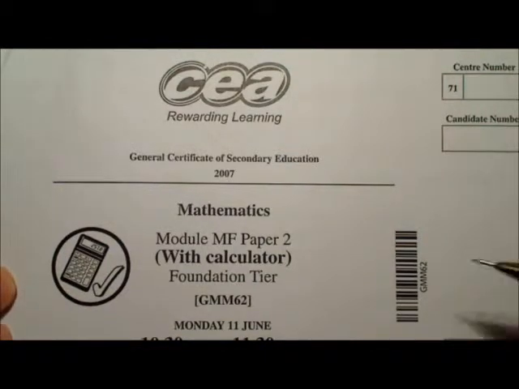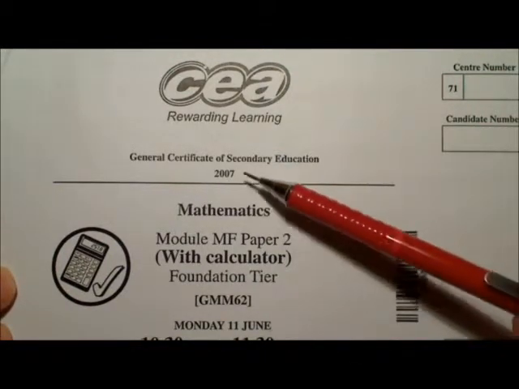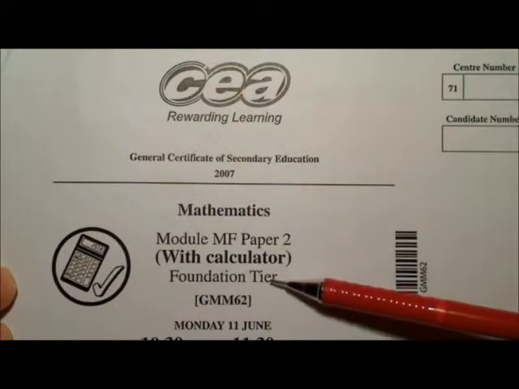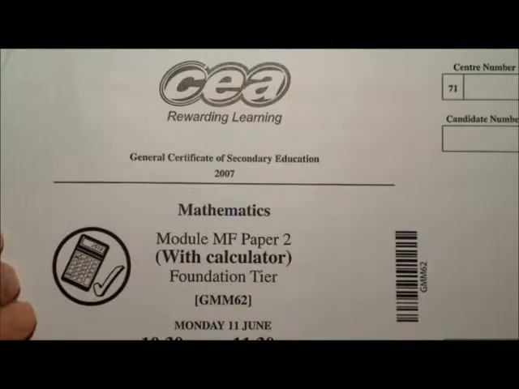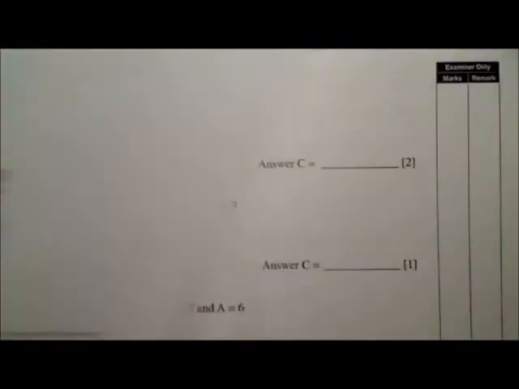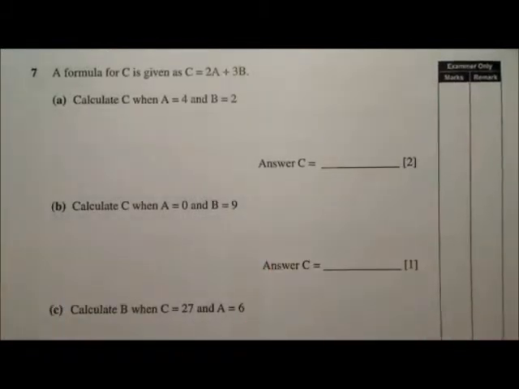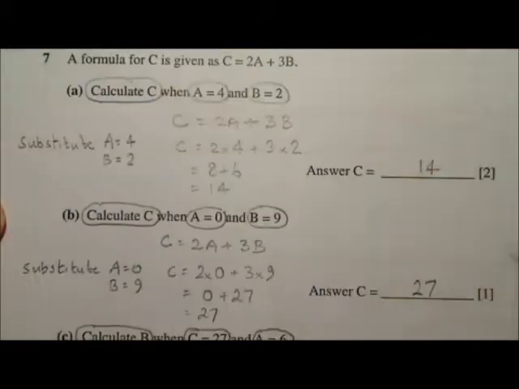Okay, so we're going to continue with June 2007 foundation tier, and this is paper 2, and we're going to continue on with question 7 onwards. So if you want to have a look at question 7, you just have a go at it, then we'll go through it in a few seconds.